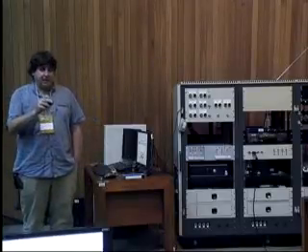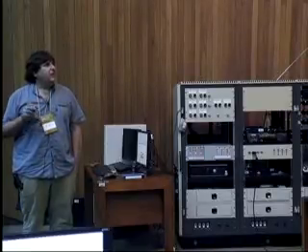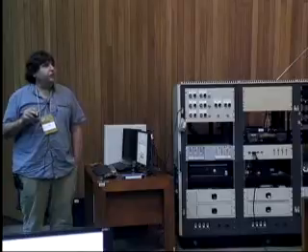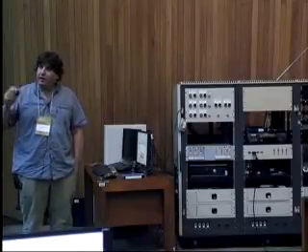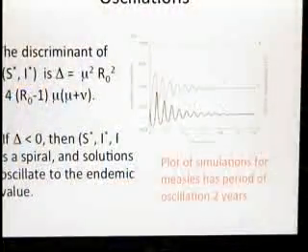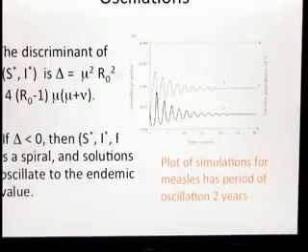Okay, so let's go back to our model. These plots were actually done with parameters from measles in the pre-vaccination era in the United Kingdom. And what it shows is oscillation. That's good. It gets the period correct. So with realistic parameters, the oscillation period is about 2 years.